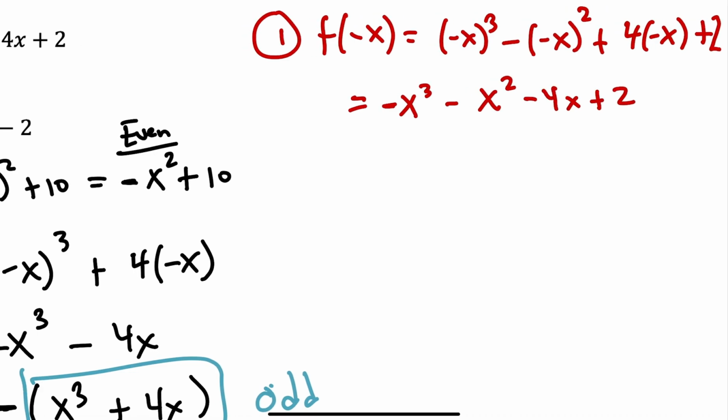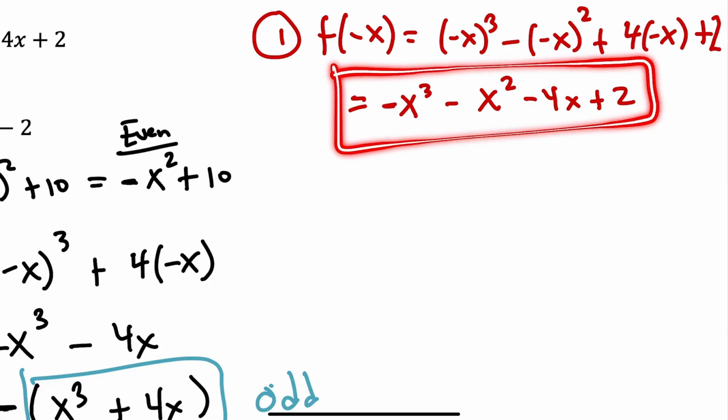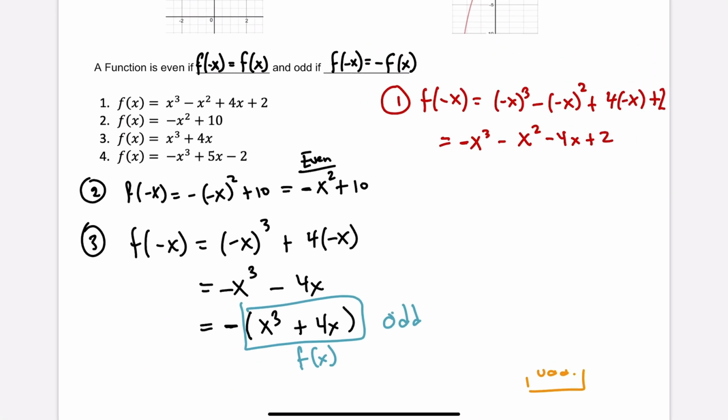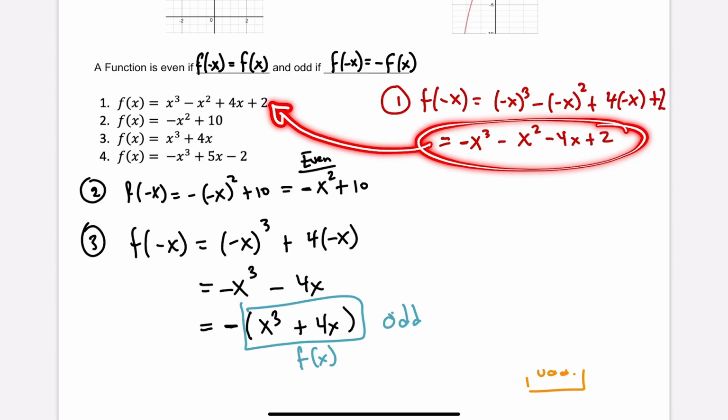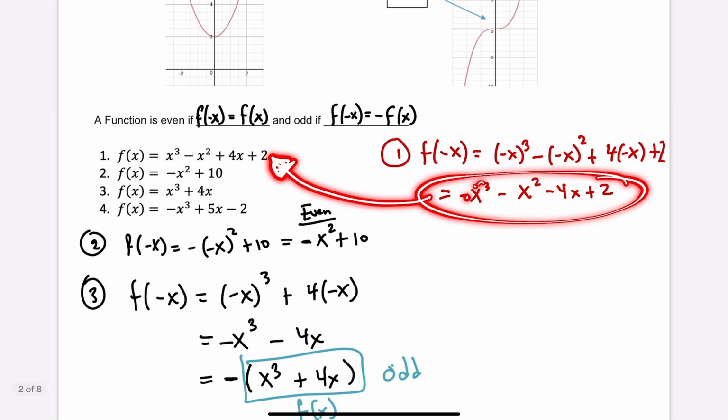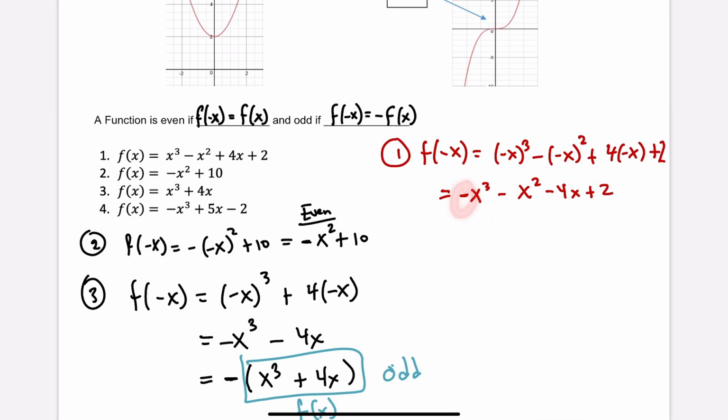So now we ask ourselves, after we finish that little bit of math, does this look like the original? So when we go here and then we ask ourselves, does that look like that? No, right? Because we're missing the negative. Well, first of all, this negative is not in the front over here. And then this minus 4x is not minus 4x up here. So you're done with that. It's not even. Therefore, you now have to factor out a negative to see if it's going to be odd.